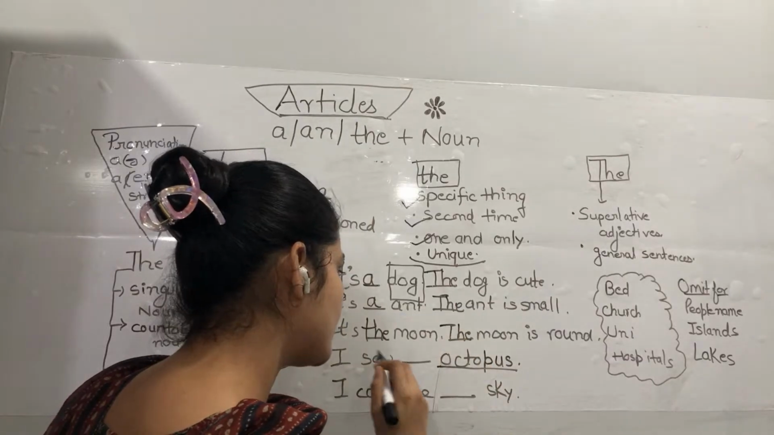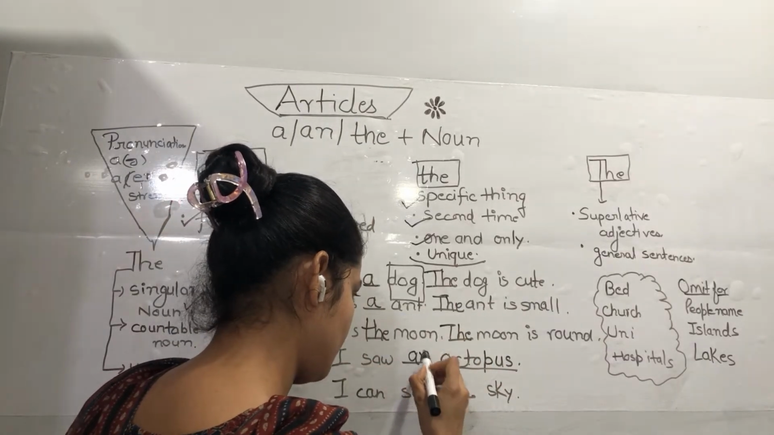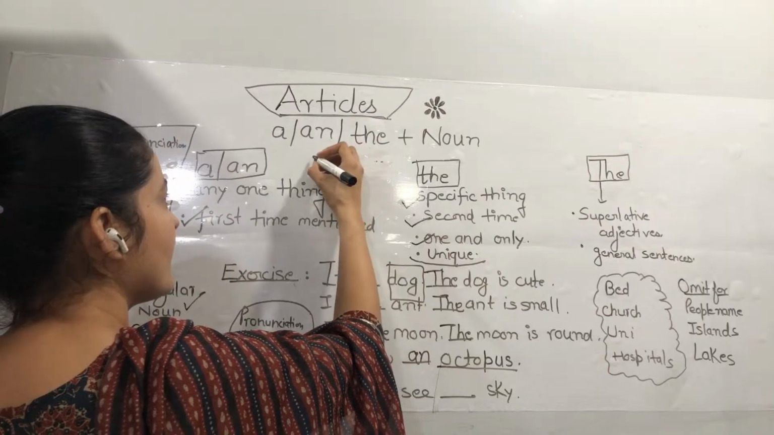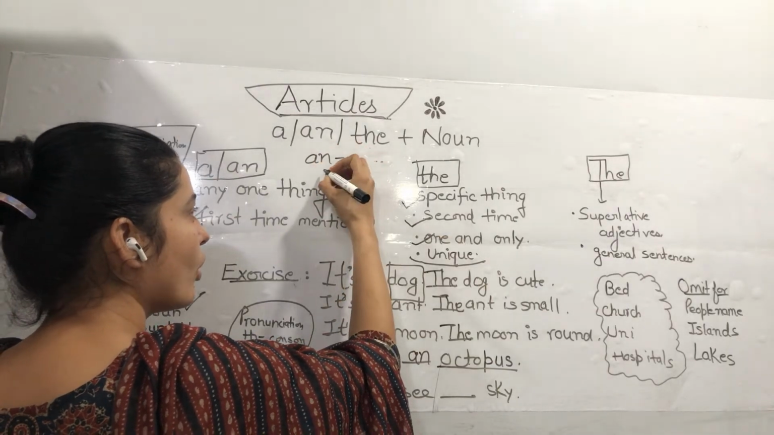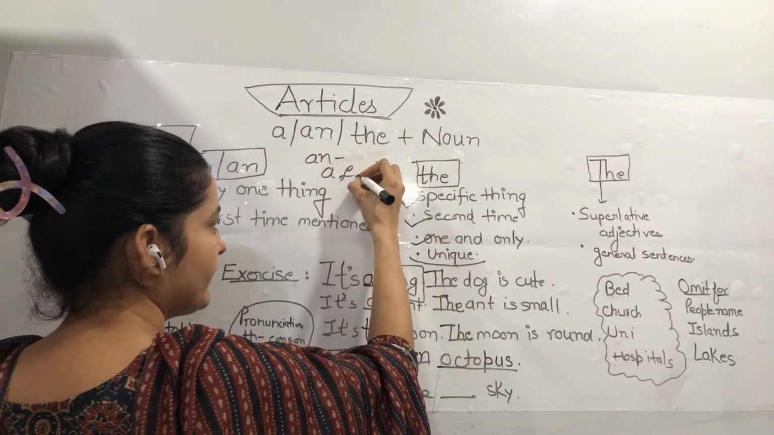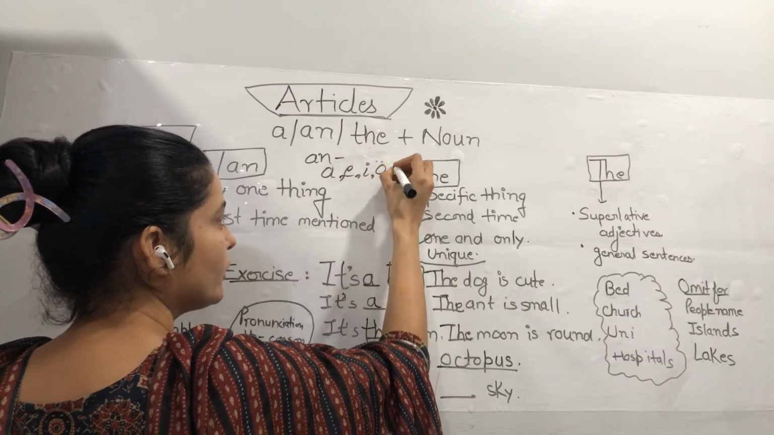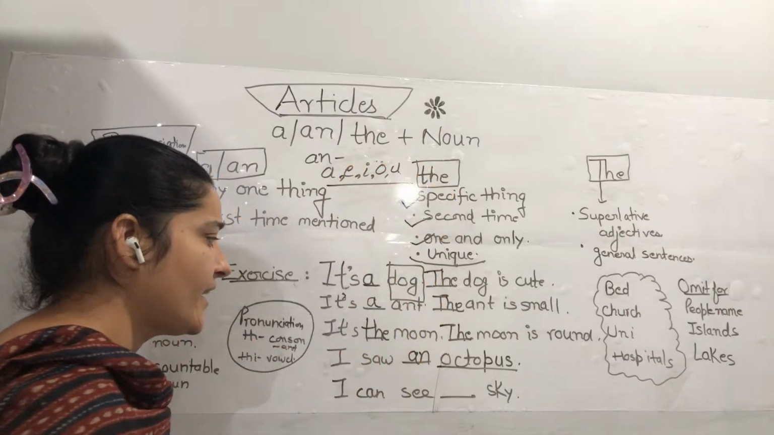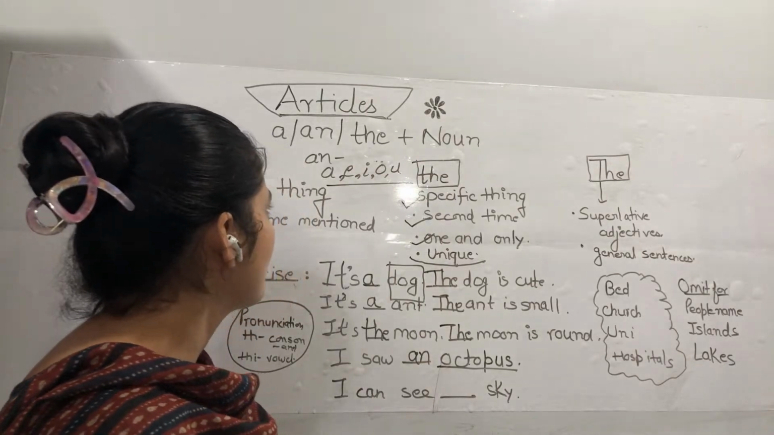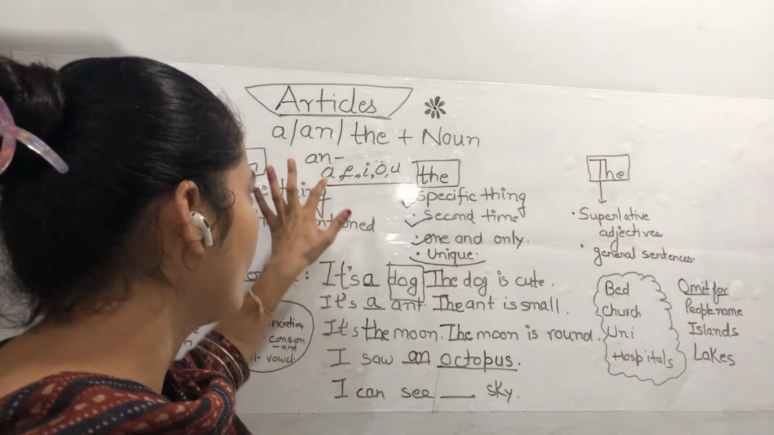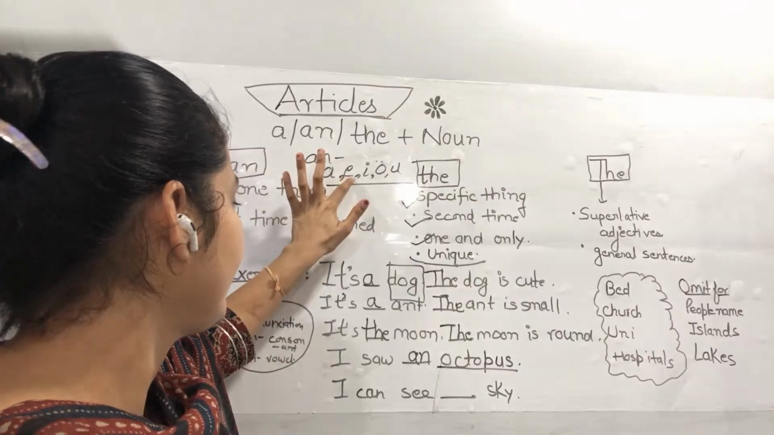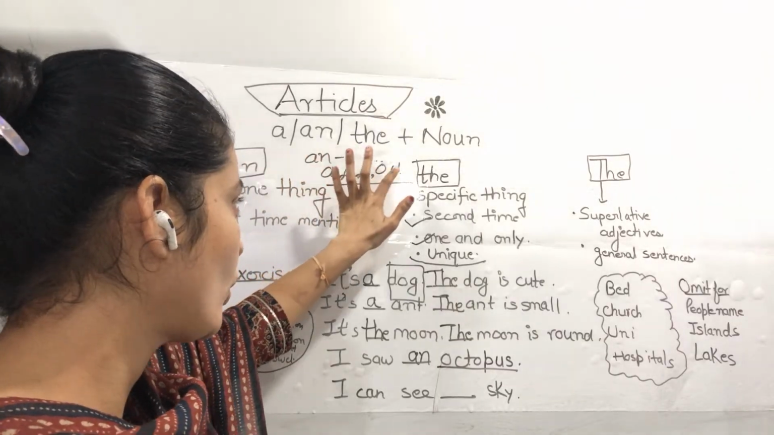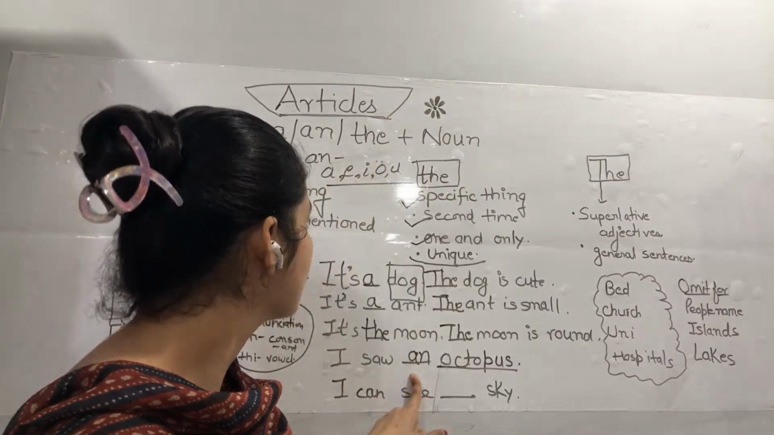But I saw an octopus. Now, when to use an? With the vowels A, E, I, O, U. Okay. So, when the sound is coming like A, E, I, O, U, then you have to use an.